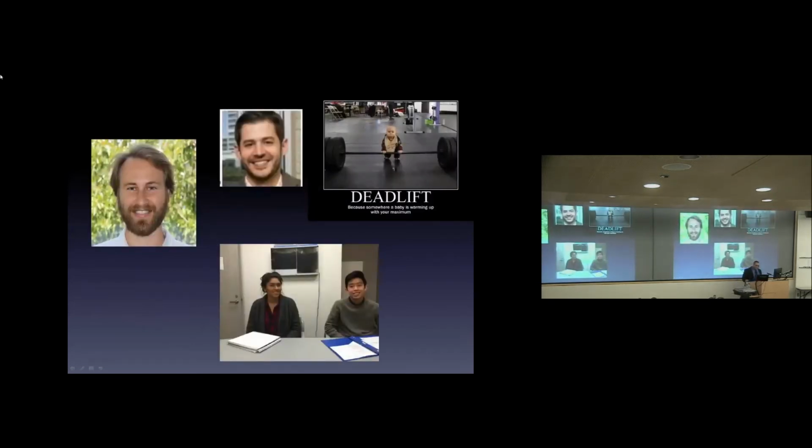And then just a couple pictures. The deadlift picture is included because apparently my lab is obsessed with weightlifting, and they ask everybody who comes through basically how much they bench, and it's a big thing.